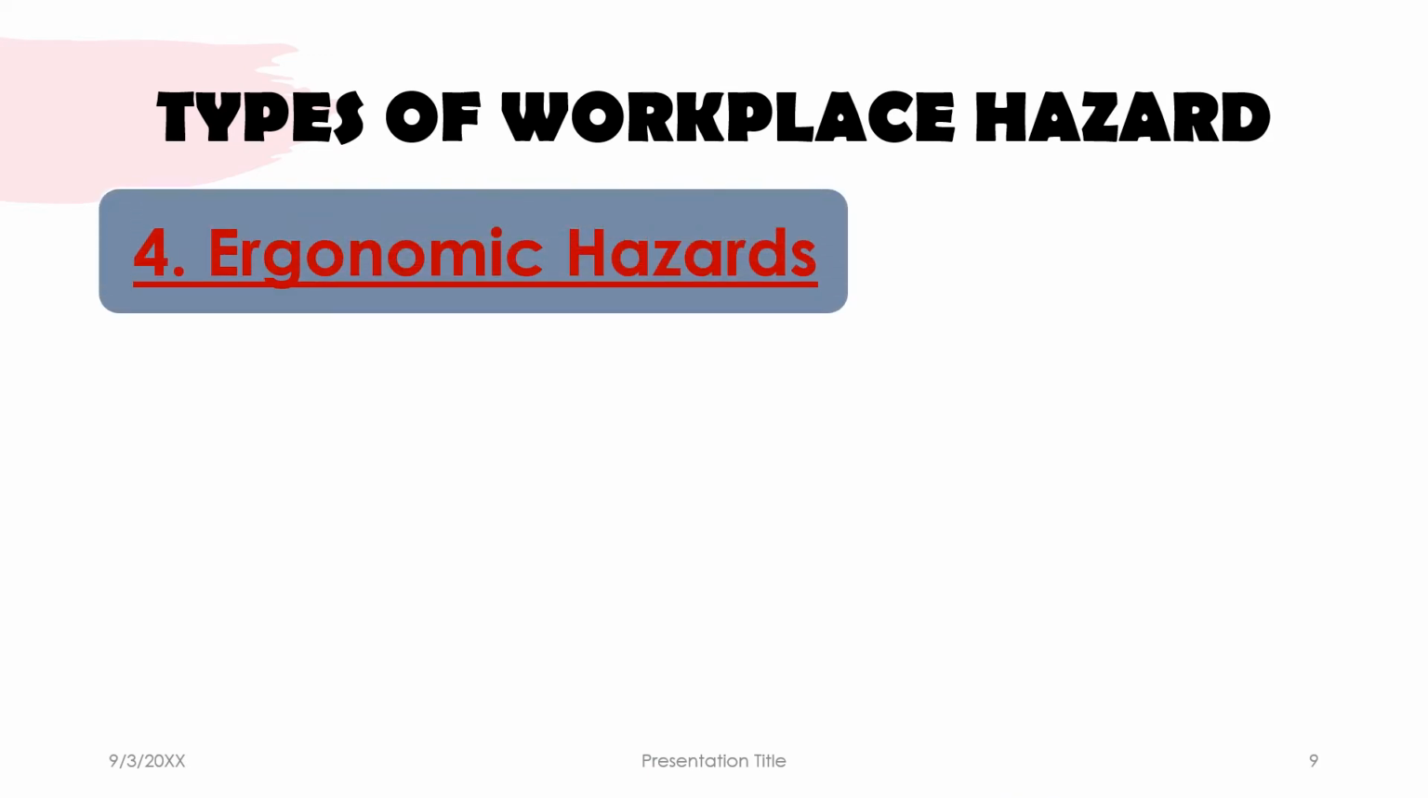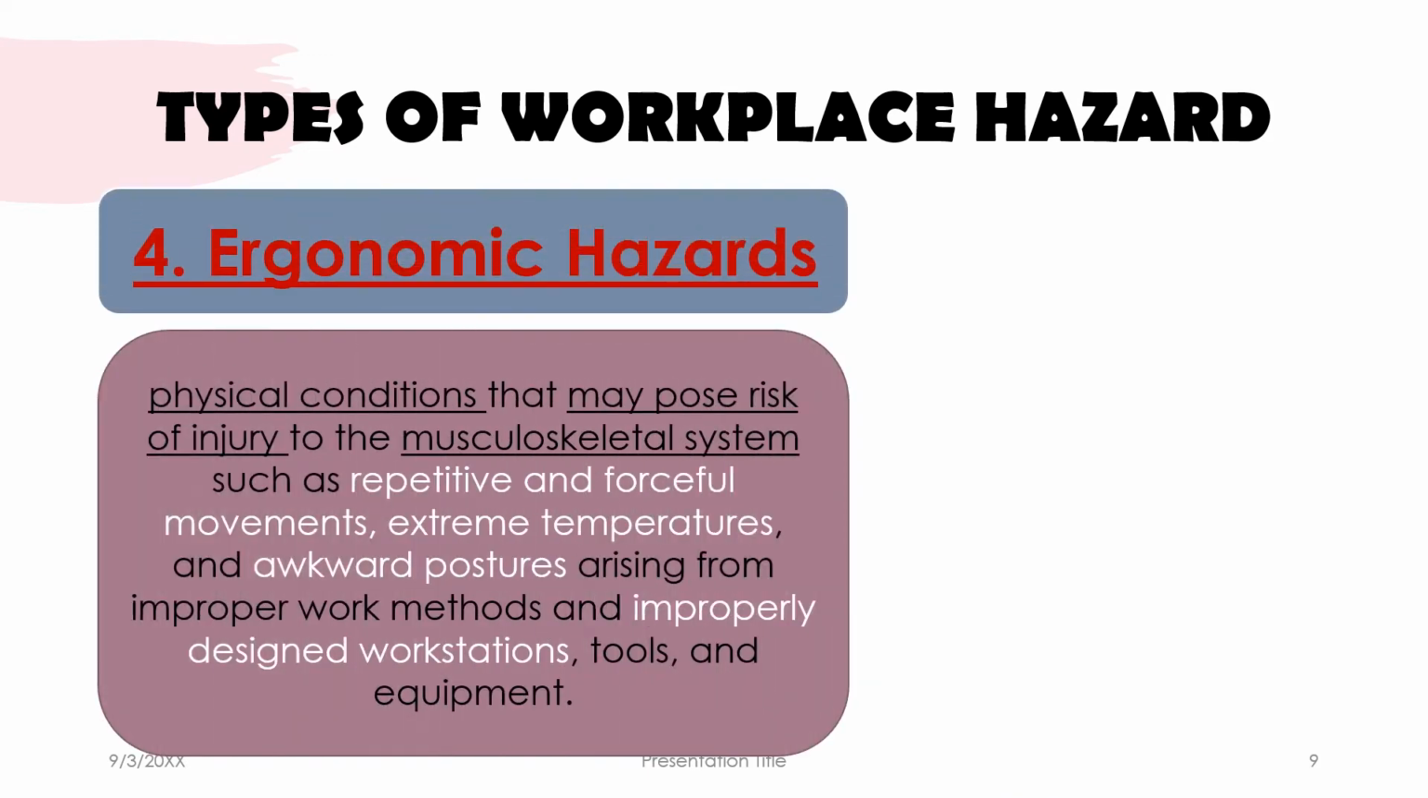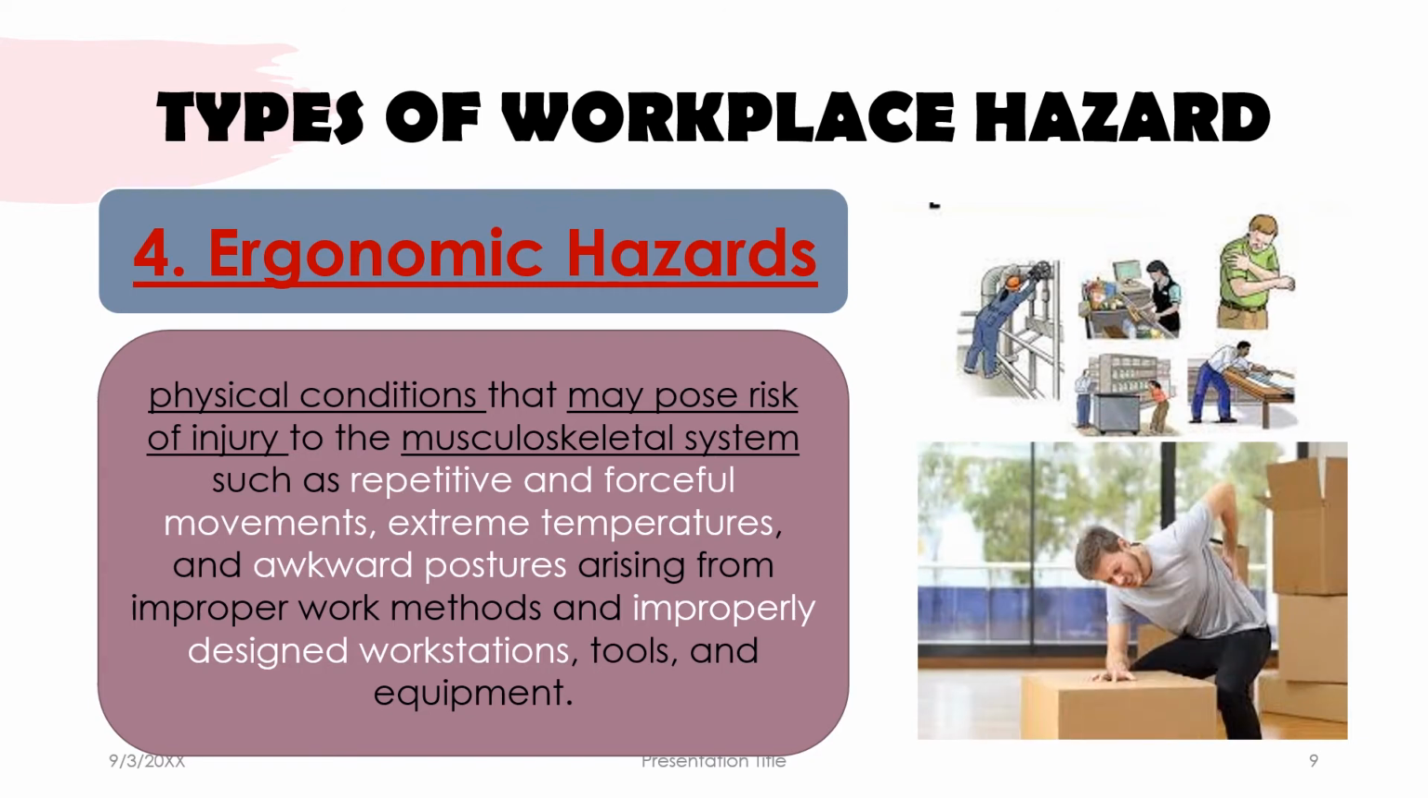Number 4 is the ergonomic hazards. Ergonomic hazards are physical conditions that may pose risk of injury to the musculoskeletal system, such as repetitive and forceful movements, extreme temperatures, and awkward postures arising from improper work methods and improperly designed workstations, tools, and equipment. For example, the man who is lifting heavy objects.